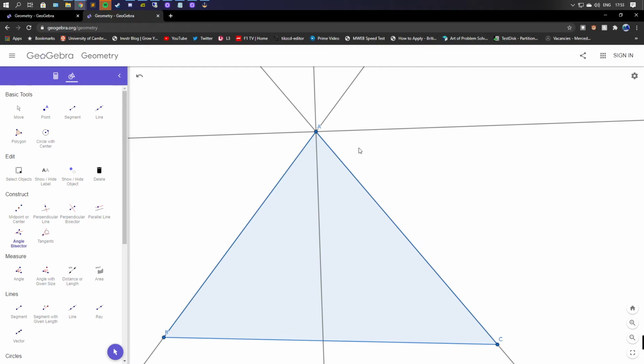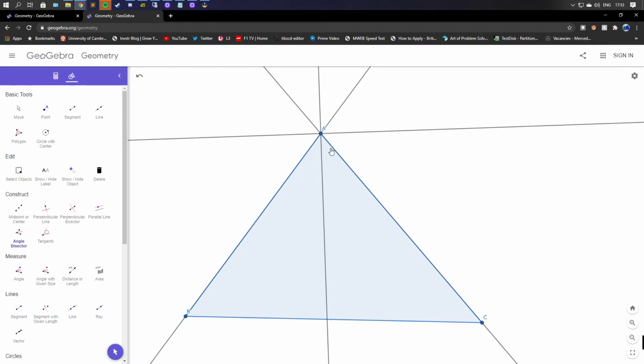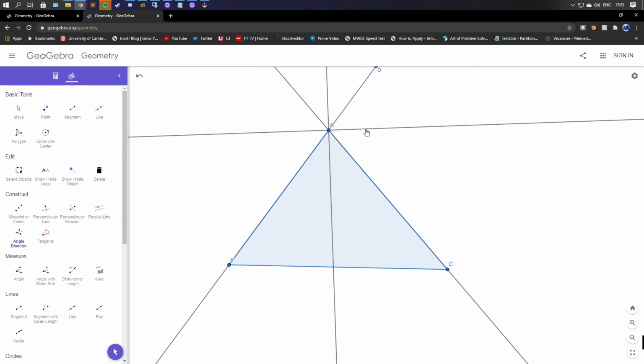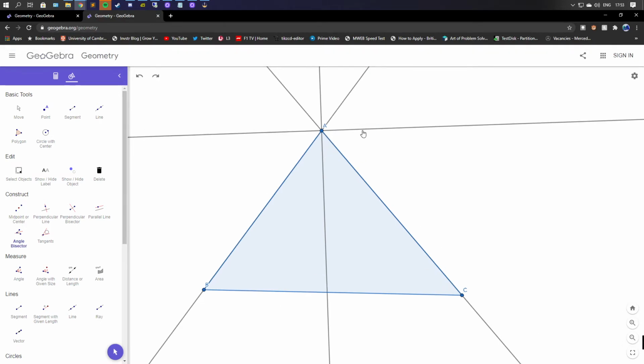Now, the interesting fact about external angle bisectors is that the external angle bisector is perpendicular to the internal angle bisector. This is fairly evident, but if you're unsure why, it's just that if this is A and this is 180 minus A, then this is 90 minus A over 2, and this is A over 2. And so if you sum those two, they must be complementary.